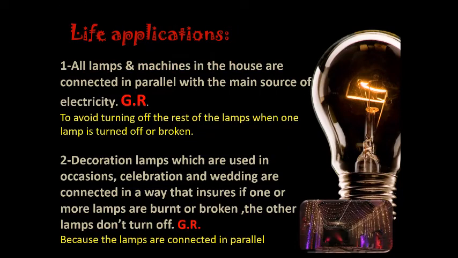Now in our daily life, we use these connections. How is that? As you see here, number one, all lamps and machines in houses are connected in parallel with the main source of electricity. Why? To avoid turning off the rest of the lamps when one lamp is turned off or broken.